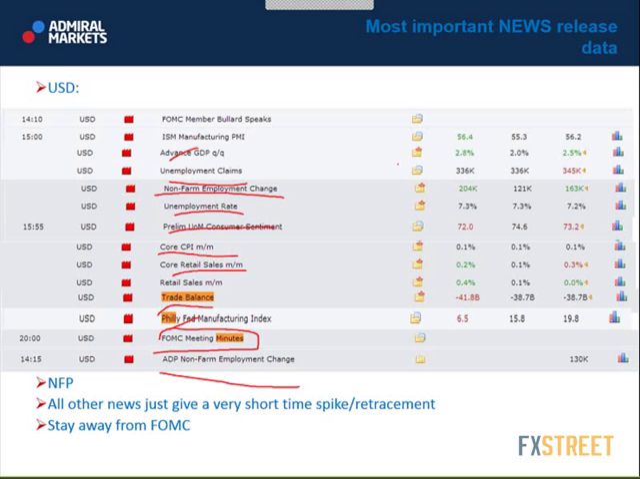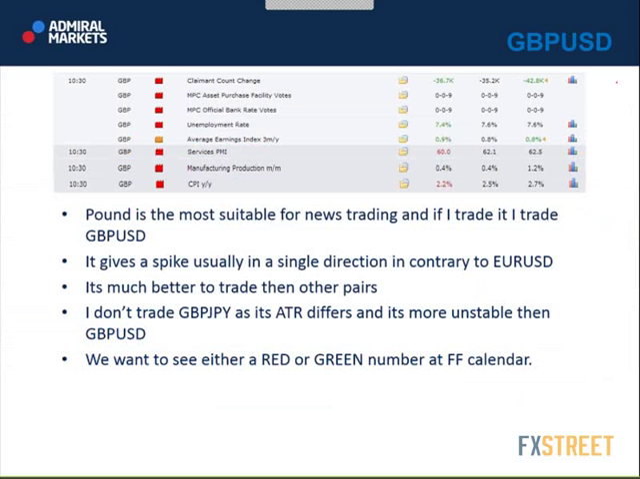Not all of these are tradable, but some of them are. We will talk about it in the second part of the webinar. I will teach you how to trade news spikes by using this economic data, okay? Pound: claimant count change, MPC asset purchase facility loans, MPC official bank rate, unemployment rate, average earnings index, services PMI, manufacturing production, and CPI. The pound is very good to trade, okay?